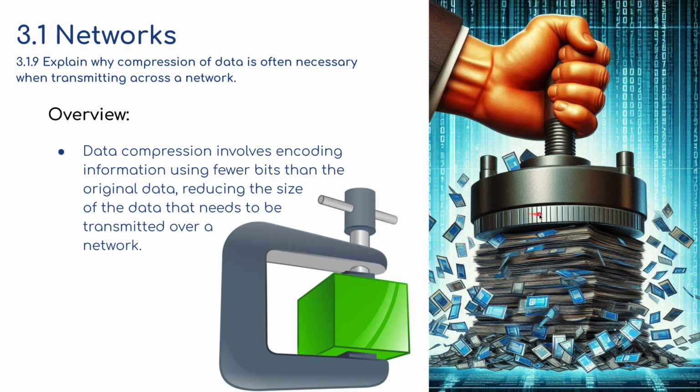Data compression involves encoding information using fewer bits than the original data, reducing the size of the data that needs to be transmitted over a network. It might not be simply just crushing it like this. We could use something called zip, which does zip files up and make them smaller.